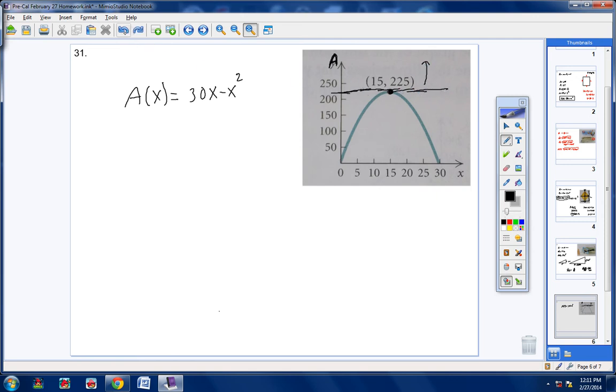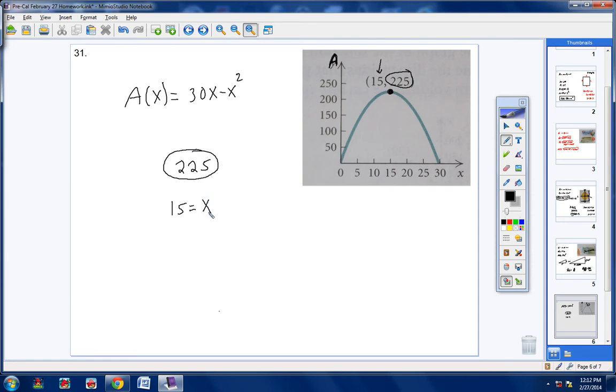So what's the highest point that this graph is going to go? Well, right here. That's the highest point. And what is that high point? 225. So it looks to me that the biggest area you're going to get is 225. That's the biggest area. And what x value gives you 225? 15. So 15 is your x value that gives you an area of 225.